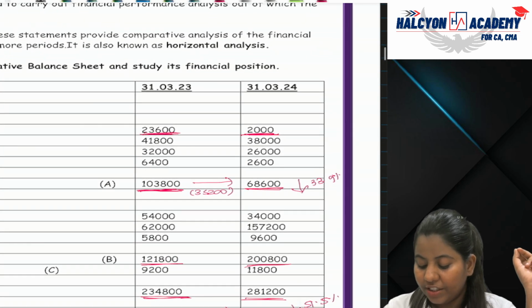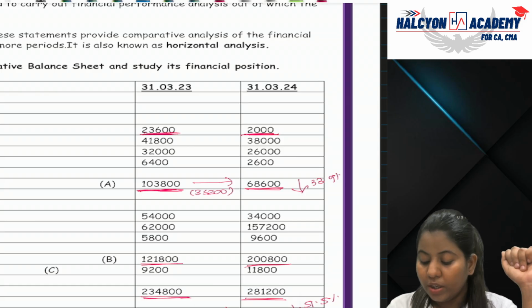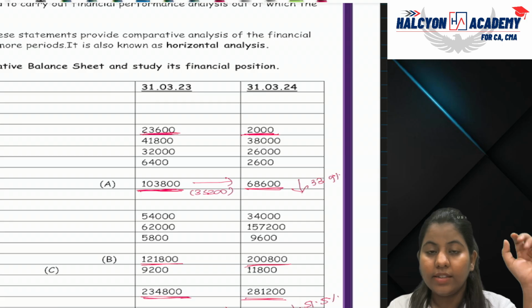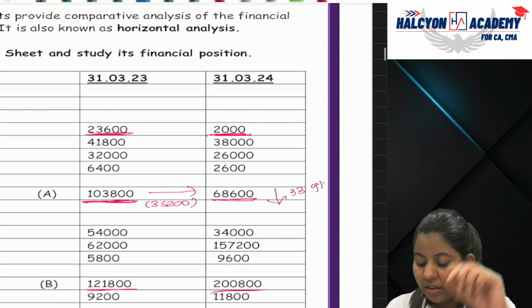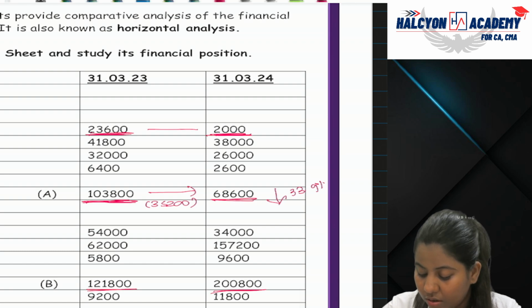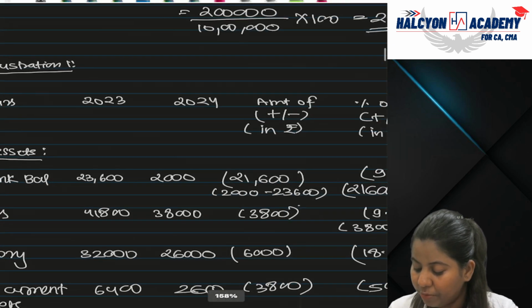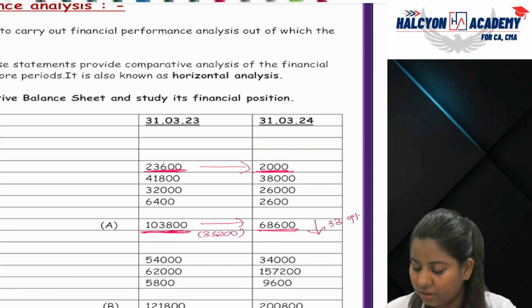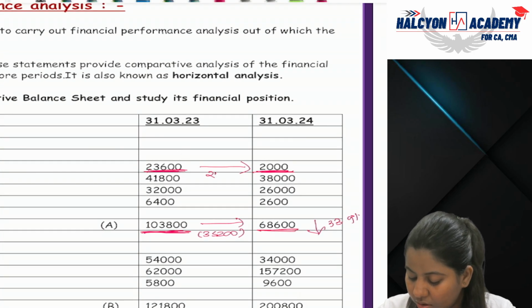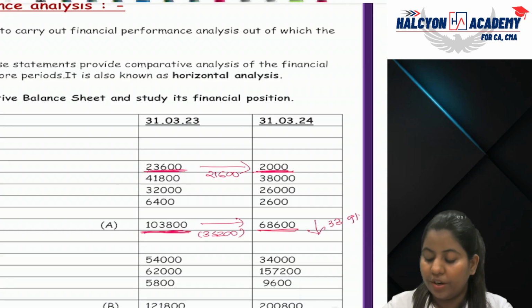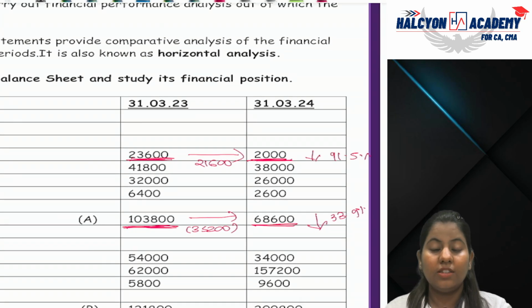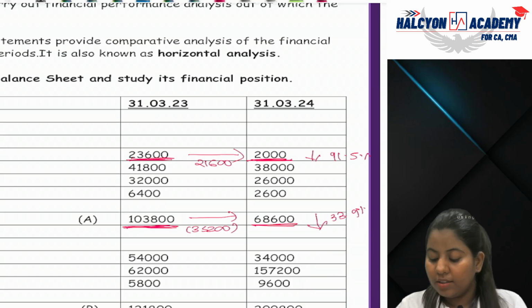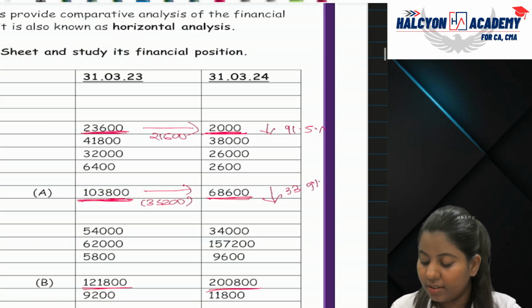In the previous year, the cash and bank balance was 23,600. Now it is only 2,000. So it has substantially decreased. It has adversely decreased. It has decreased by 21,600, that is 91.5%. So this is a substantial change, right?